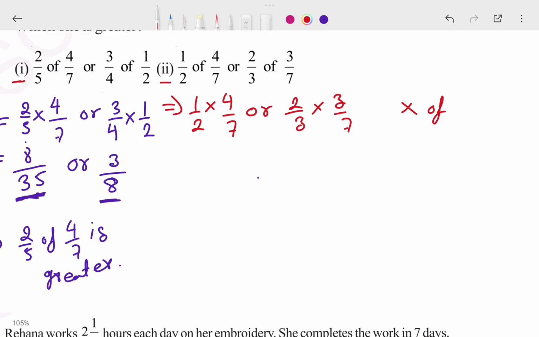Okay, now let's see, will 1 and 7 be possible? Yeah, it is possible, but the answer will be the same. If you get 1 and 7, this is going to be 7 only, so there is no need to cut down. Okay, so now let's see this one.